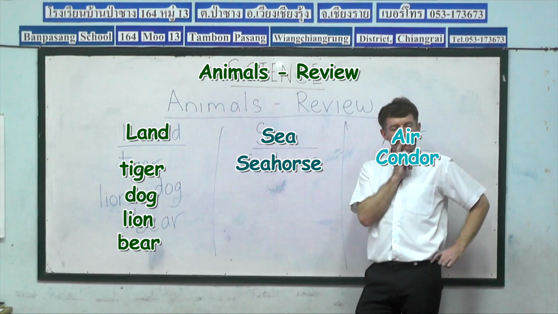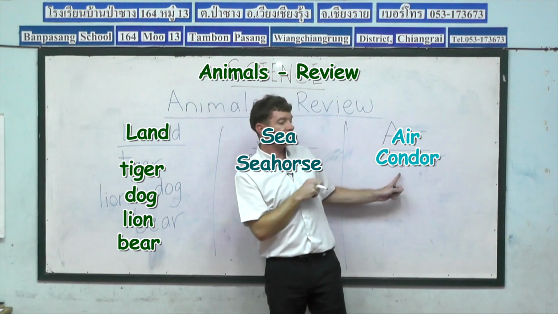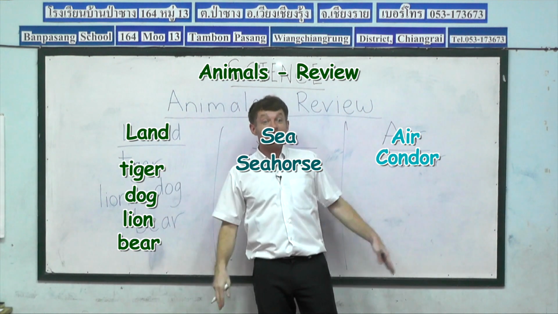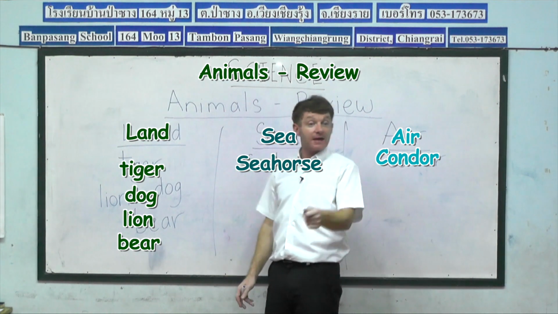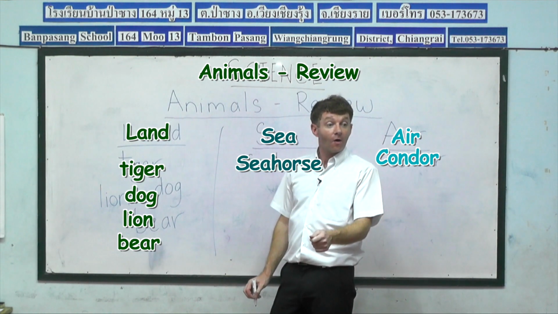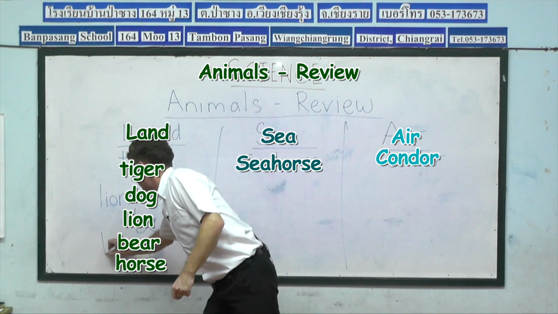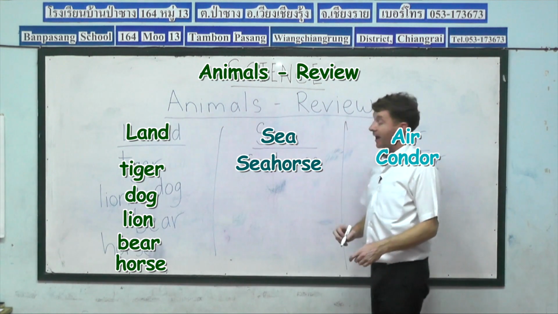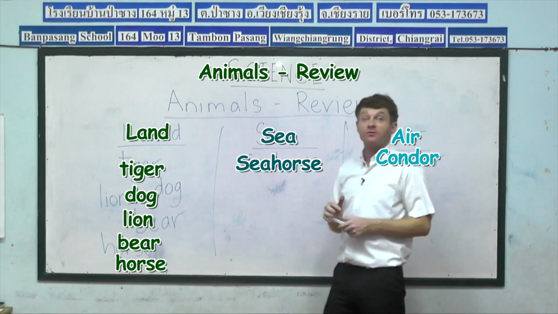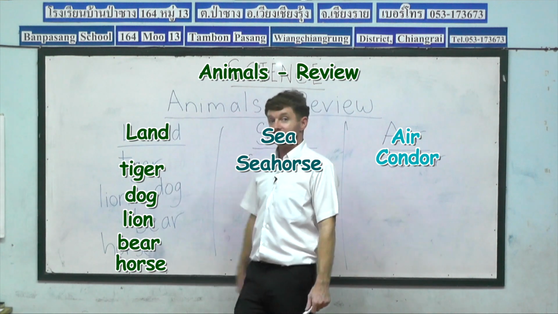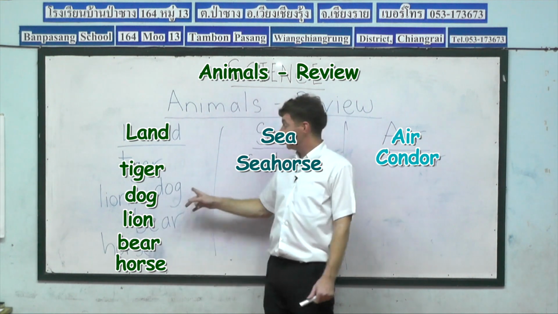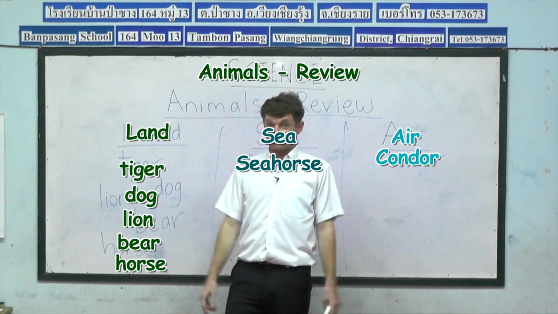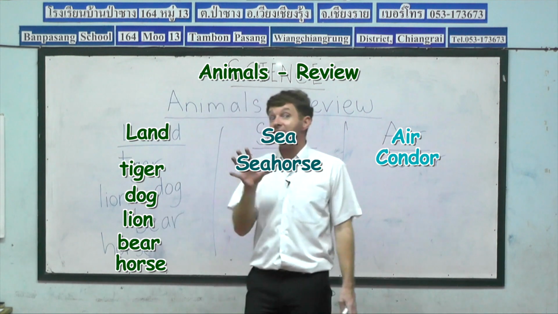Horse. Flamingo. Can we find a flamingo in the air? I think we can. A flamingo can fly. A flamingo is a bird. But then I heard horse. H-O-R-S-E. Excellent, guys. Some really good examples of land animals. Tiger. Lion. Dog. Bear. Horse. Now, there are thousands of them, but these are just some examples of land animals.